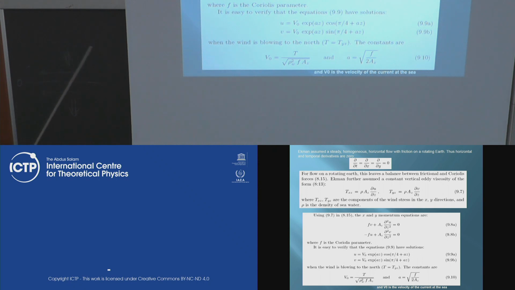What is important to note is that in the equations of the Ekman flow, there is no pressure gradient. Pressure gradient doesn't play an important role, as different to geostrophy. But what comes into play is the friction. How can we interpret this?